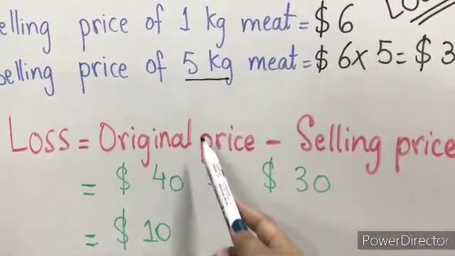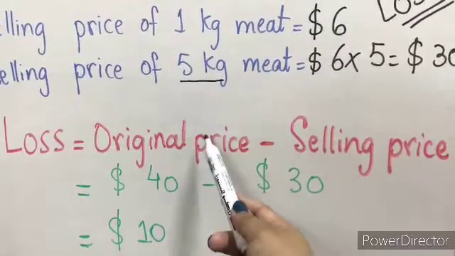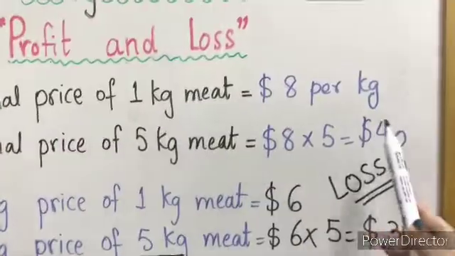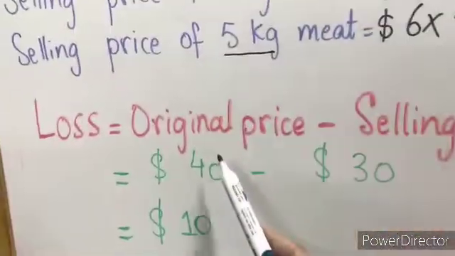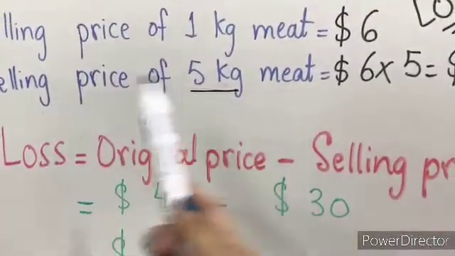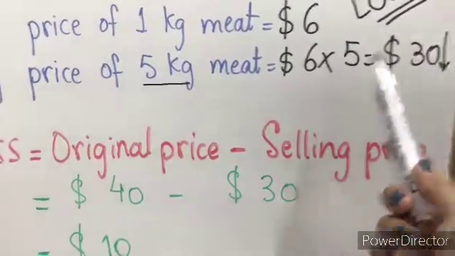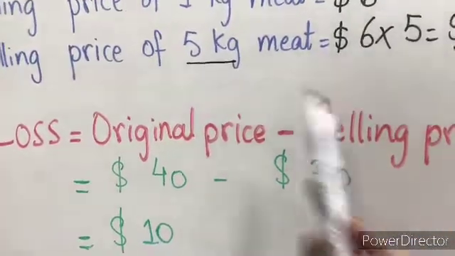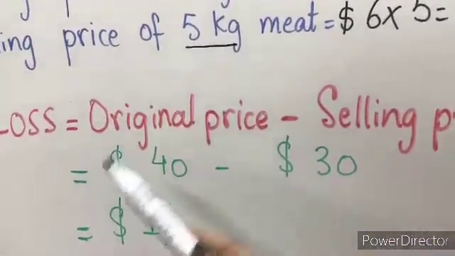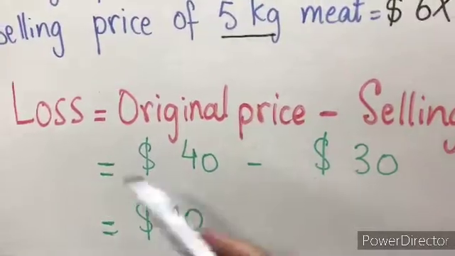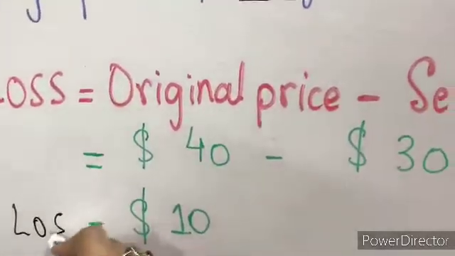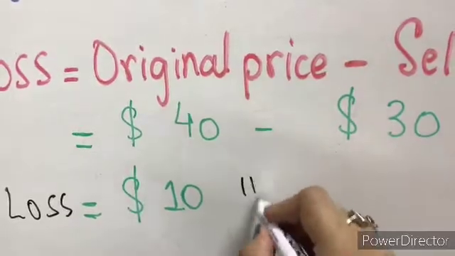Original price. What is the original price on which she bought the meat of 5 kg? That becomes $40. So, you put it here $40. Then, what is the selling price of 5 kg meat? You know it is $30. You put it here as $30. $40 minus $30 means $10. So, that's the loss she made, $10.